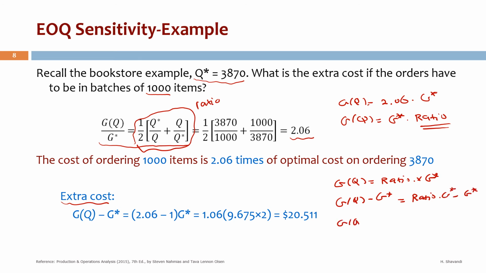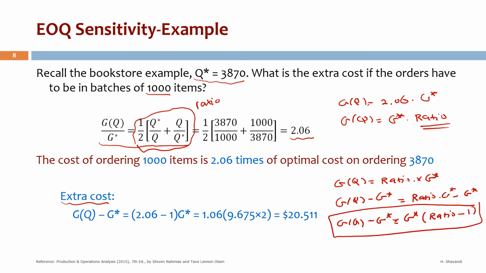So G(Q) minus G star will be G star times (ratio minus 1), right? So this is the general equation here. And for this example, G(Q) minus G star is (ratio minus 1) times G star, which is 2.06 minus 1 times G star. So it will be, at the end, $20.51. So the extra cost in this example, if we order a different amount than Q star, will be an extra cost of $20.51 per year. Okay.